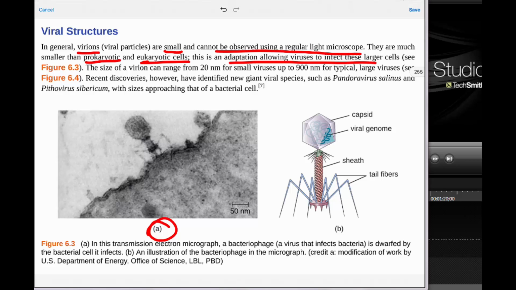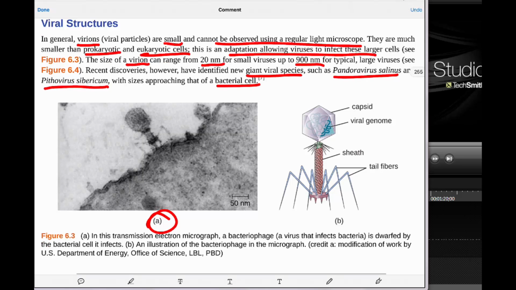So viruses are so small that they're able to infect prokaryotic cells, like bacteria, for example, or eukaryotic cells. And the size of a virion can range from about 20 nanometers up to 900 nanometers for large viruses. However, now they're finding these new giant viral species, such as Pandoravirus and Pithovirus. And so those are so large that they're getting to be about the size of a bacteria cell.